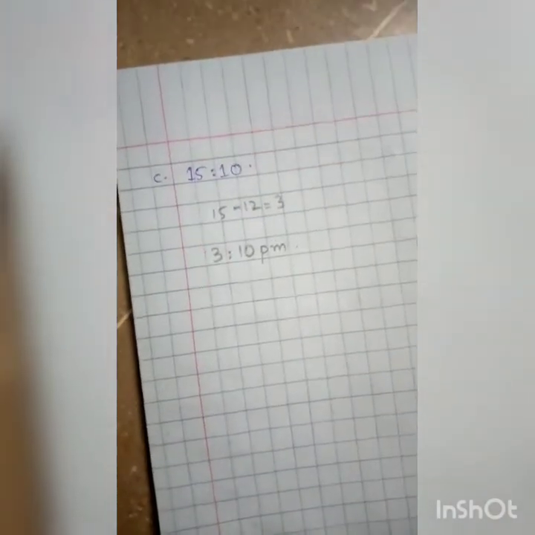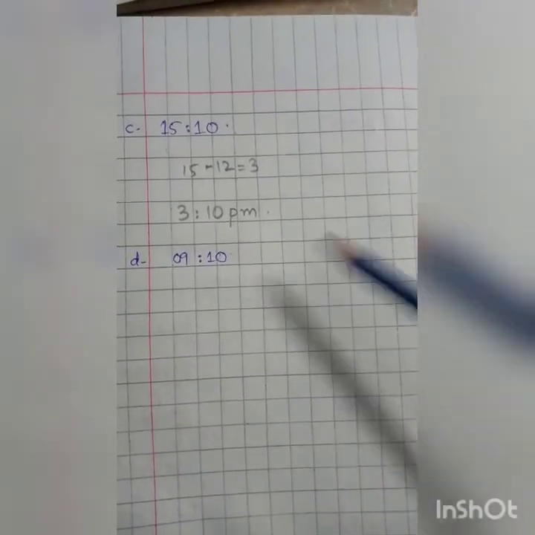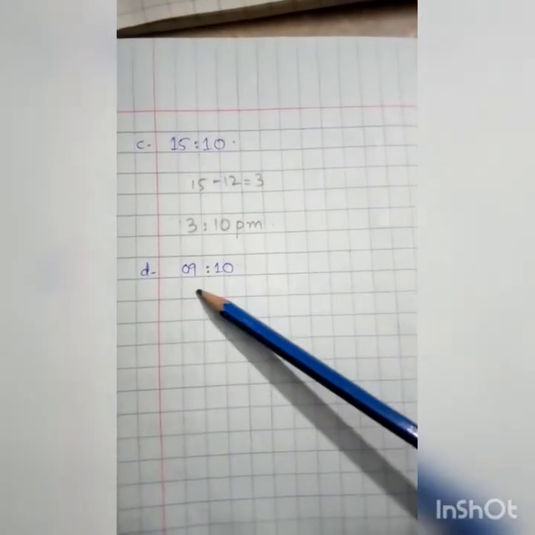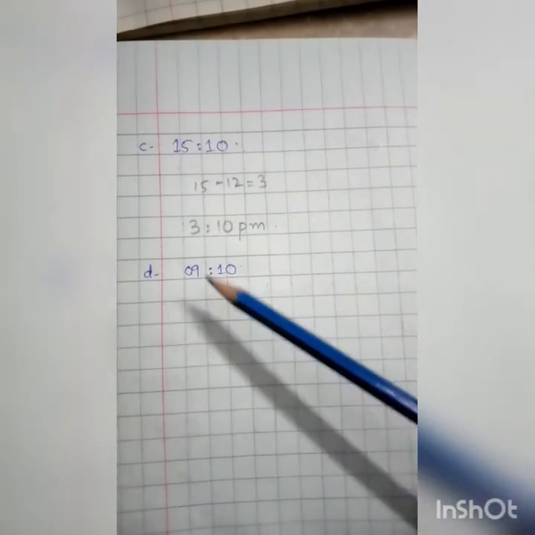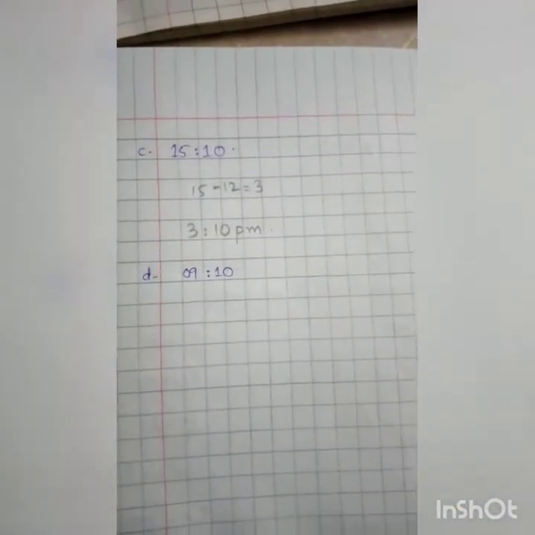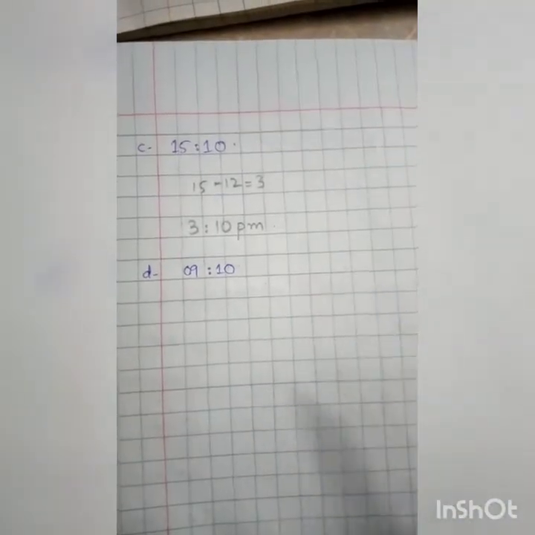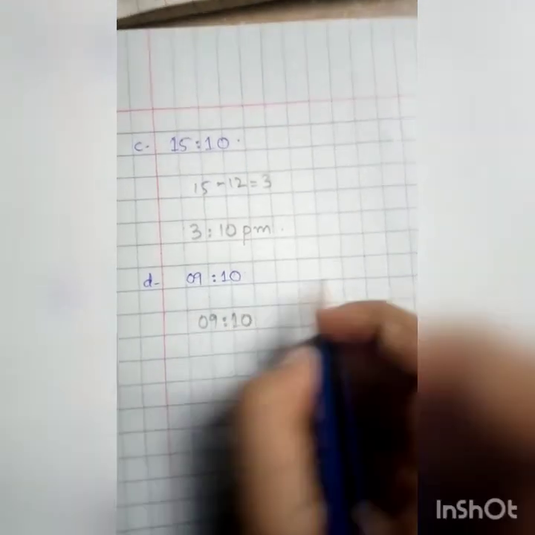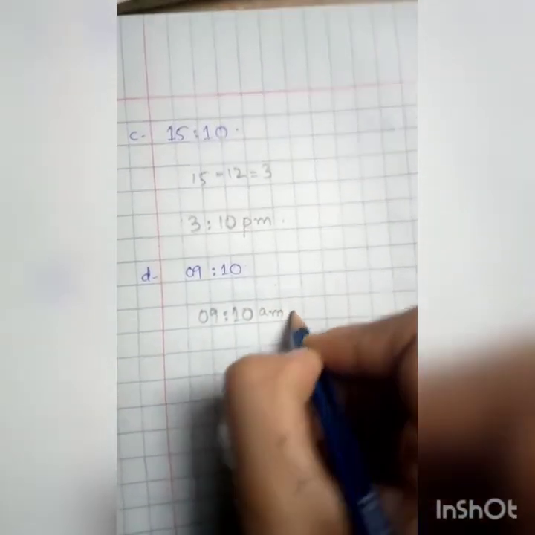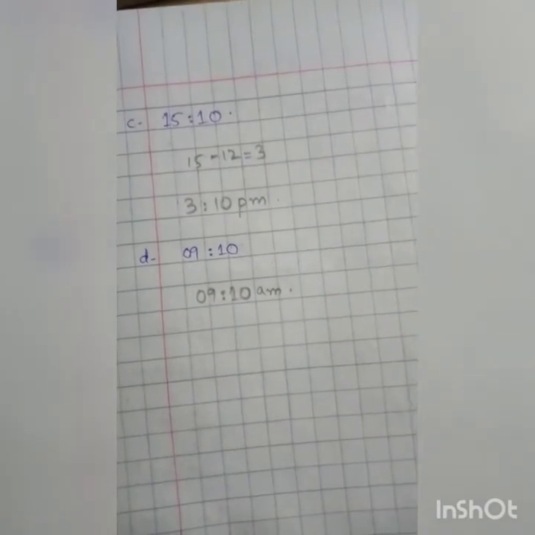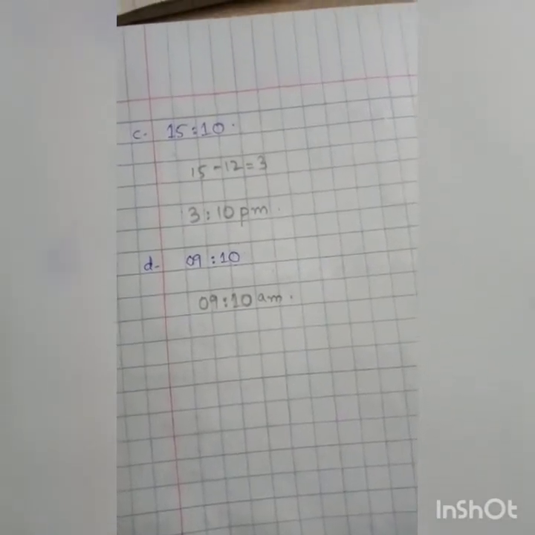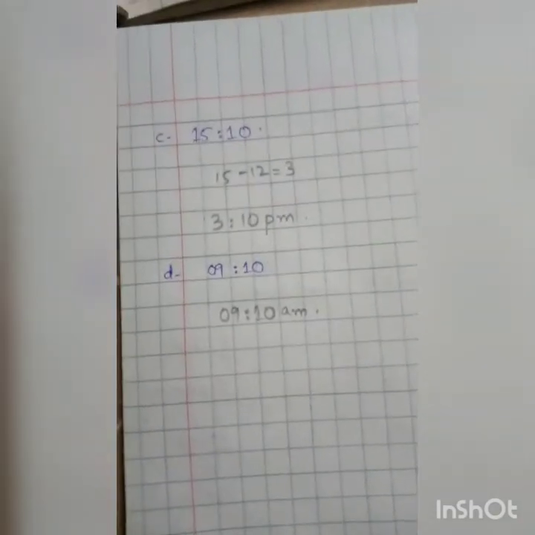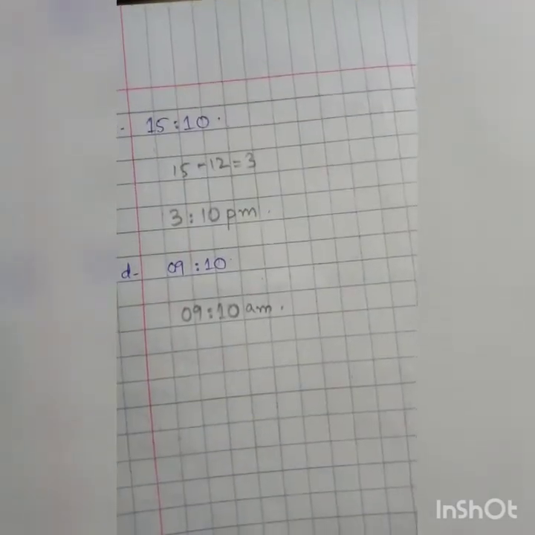Part D is 09:10. I told you if the number of hours is less than 12, the time remains the same and a.m. is written with the time. So 09:10 changes into 9:10 a.m. The remaining parts, do them yourself. In this recorded lecture, we have done our Build Up question number 1 and question number 2.